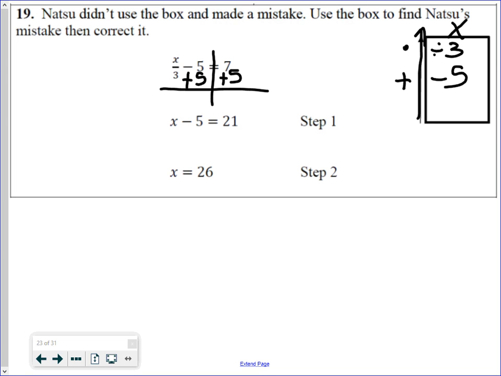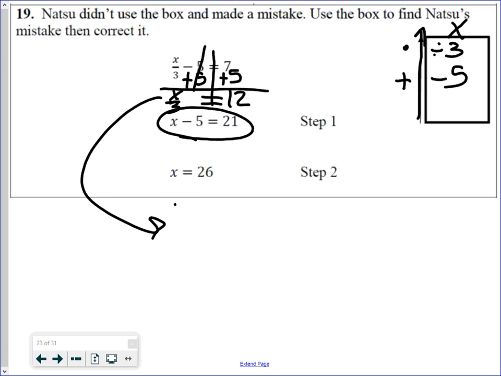let's see, the x over 3 and the 5's cancel, they add to 0, equals 7 plus 5, which is 12. And I'm pretty sure that's our mistake, right? Natsu, it looks like, thought he should multiply by 3 first, where we really needed to add 5 first. So now, if we're going to finish solving this, I'm going to write it down here. So we had x over 3 equals 12.